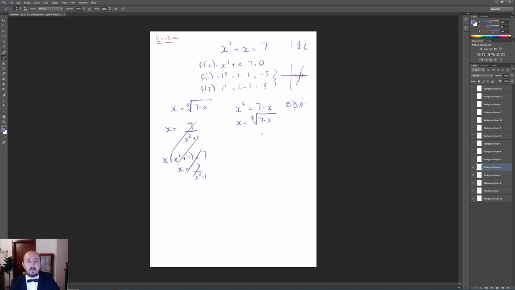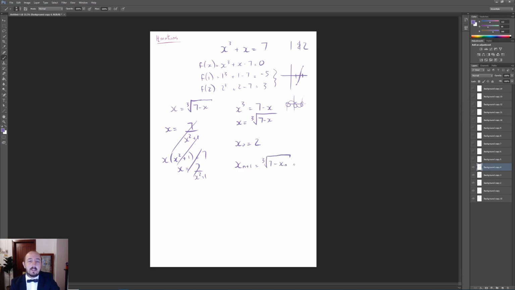Let's focus on that one there. We can use an iteration to start off this equation. So if we start off with x0 equals 2, and we start substituting this into here, what we would do is we would get our x(n+1) equals the cube root of 7 minus xn.